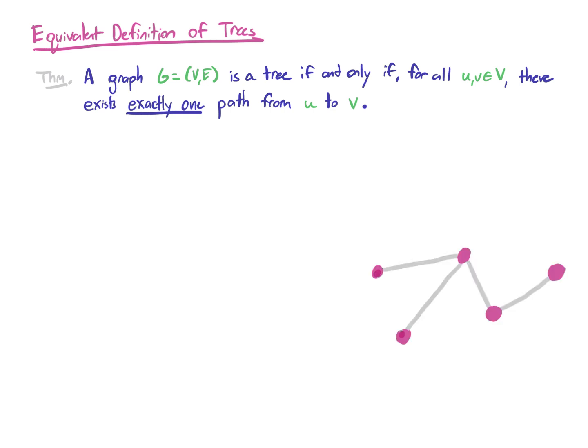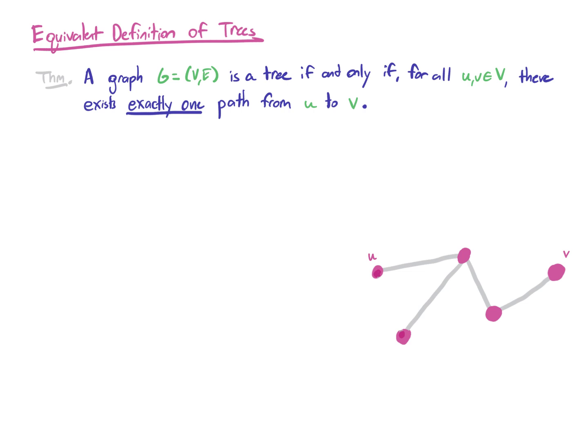So if we look at a picture of a tree here, let's label this node as my u and this node as my v. Now, in this graph, there is exactly one path from u to v. It goes along this edge, then down here, and then over here. And there are no other paths from u to v. Any other way you could try to navigate from u to v would involve backtracking and going over the same node twice.